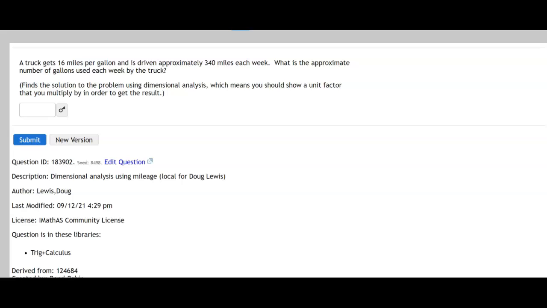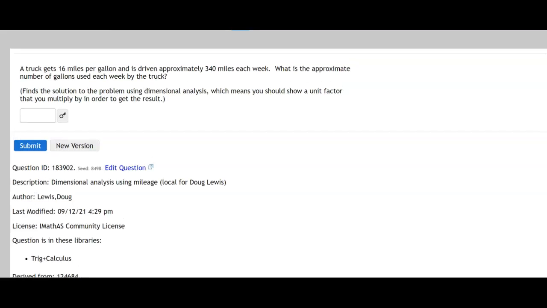This is a typical dimensional analysis problem. We're not using it to do a conversion. This is used to solve a proportion. So we have a truck that gets 16 miles per gallon. That is a rate. Remember that whenever you have something that involves a per, which means for every or for each, it's 16 miles for 1 gallon.